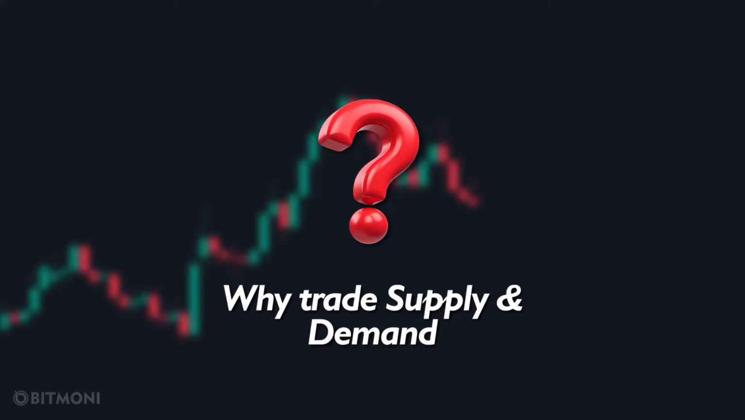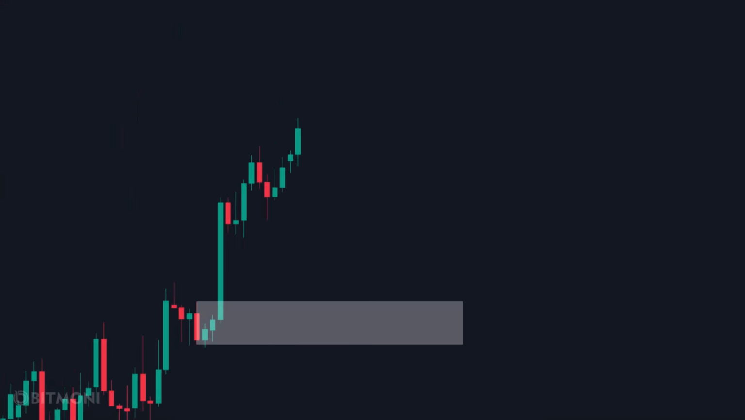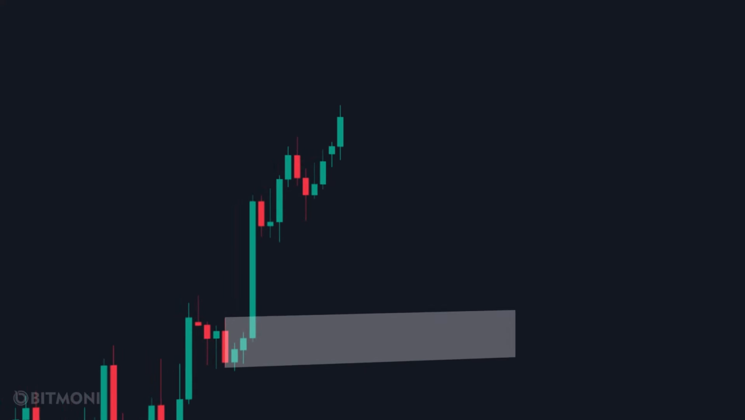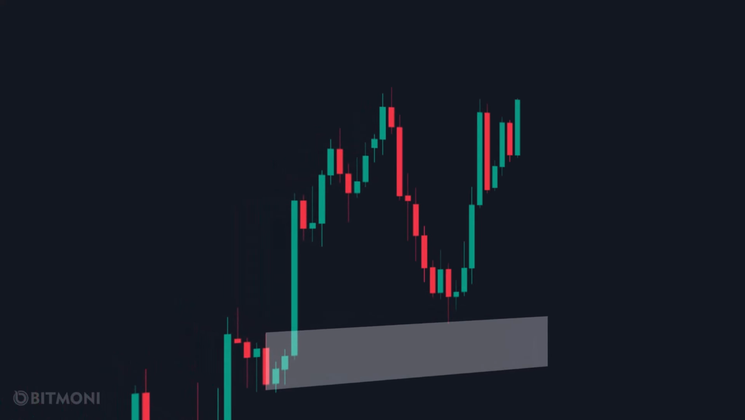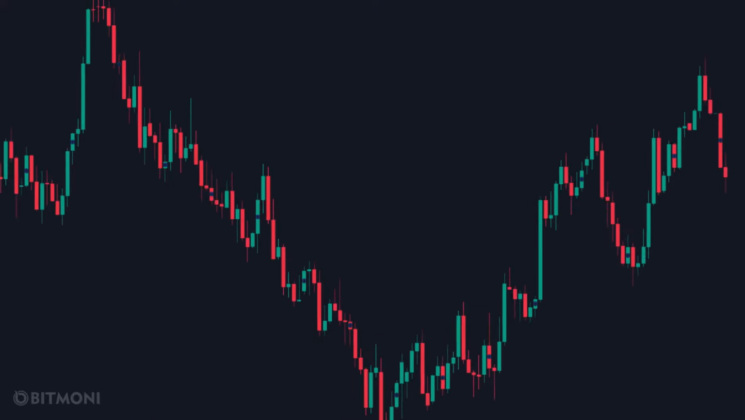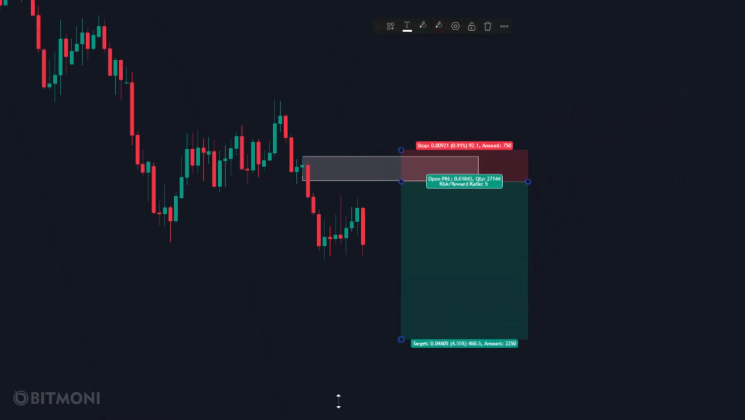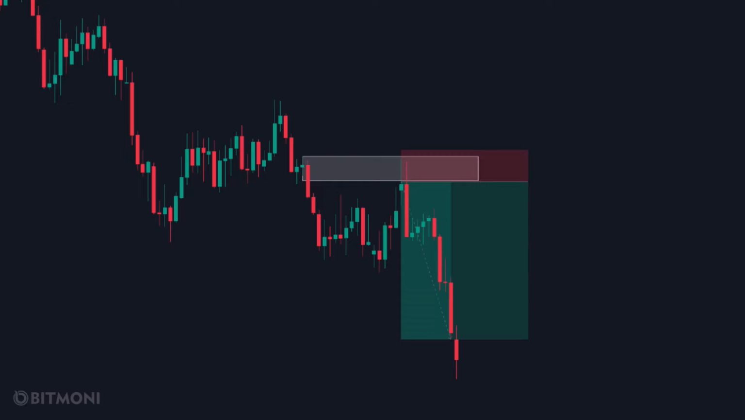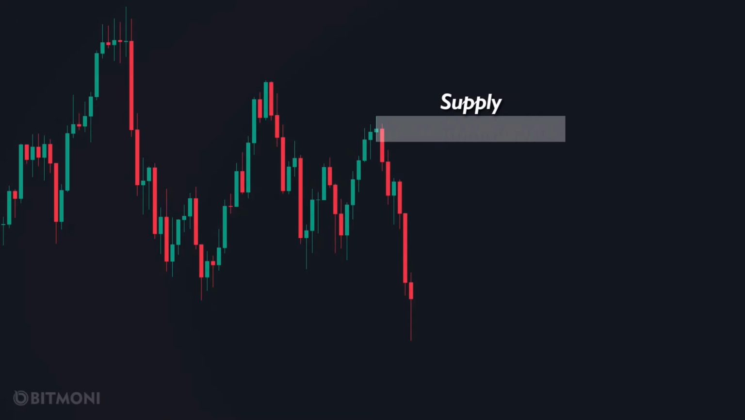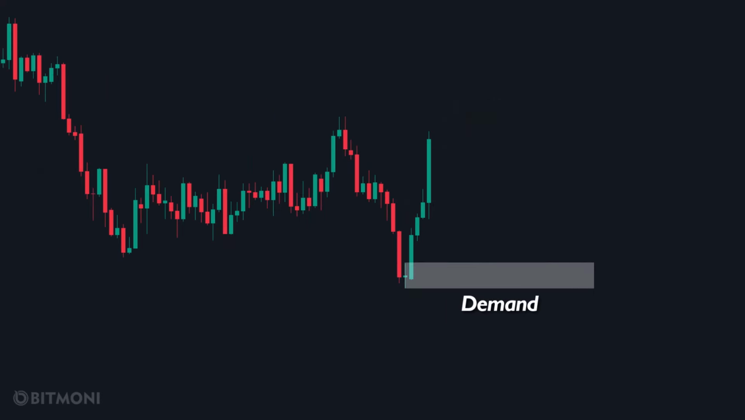So, why do we trade supply and demand? Why are they so important? Personally, I trade supply and demand because I want to align my trades with the moves of the big players who actually have the power to move prices. The best way to spot their activity is through supply and demand zones. A supply zone appears when the market makes an impulsive move to the downside, while a demand zone shows up when there is an impulsive move to the upside. These strong momentum candles signal that the big players are active.